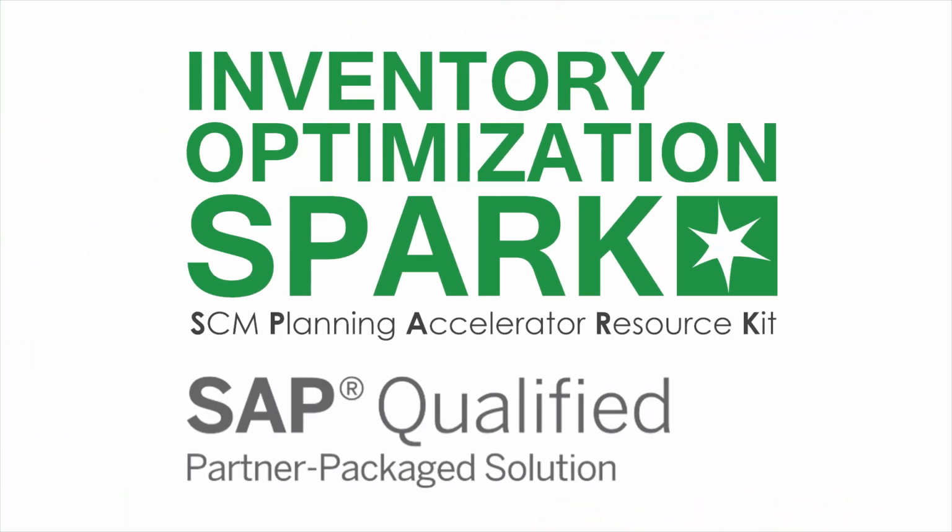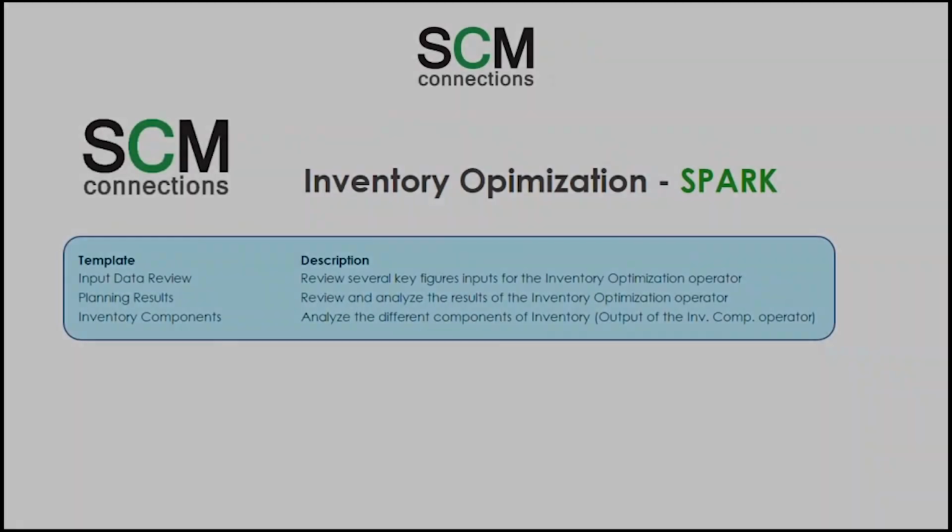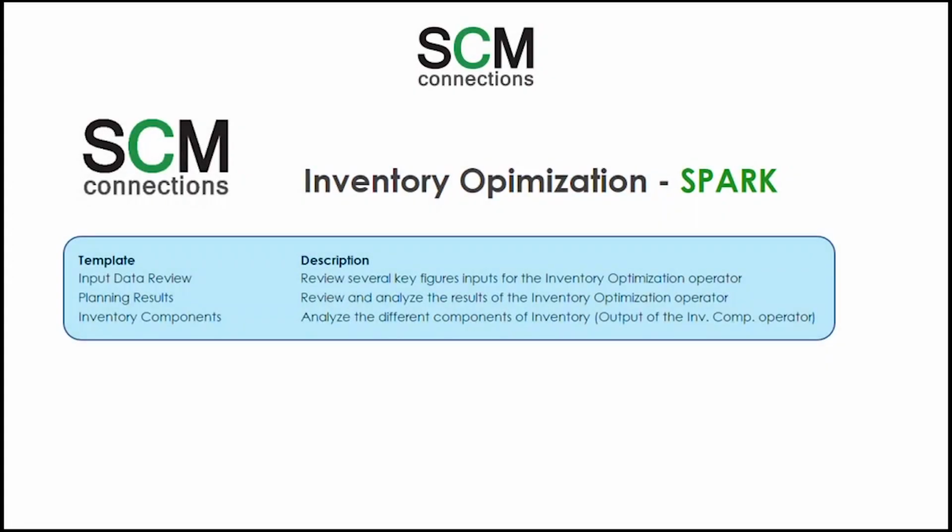Spark is a prepackaged suite of IBP solutions that can have your company up and running with SAP IBP in as little as 12 weeks. Our inventory optimization Spark solution combines best practices with IBP functionality to help you organize inventory in the most efficient way while keeping the desired service level.